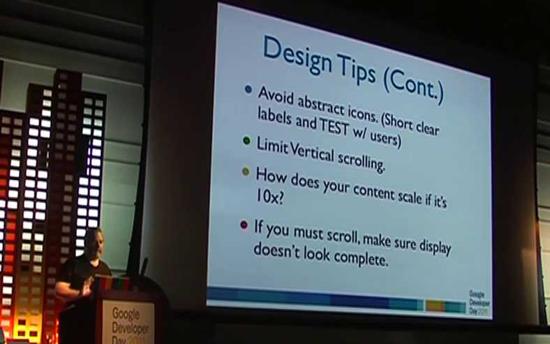This is really important. Limit vertical scrolling. Imagine how your content would be if you had 10 times as much of it. And if you must scroll, make sure the display doesn't look complete. It should have a visual indicator like arrows. Or if you're showing something like 6 elements visually, make it only 5 3/4 so it looks incomplete and it's clear to the user they should be scrolling. A TV is a long way away.